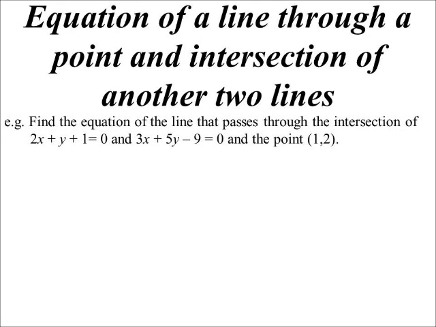So here's an example. We want the intersection of 2x plus y plus 1 equals 0 and 3x plus 5y minus 9 equals 0, but it also goes through the point (1, 2). So let's do it the long way. I would solve them simultaneously.